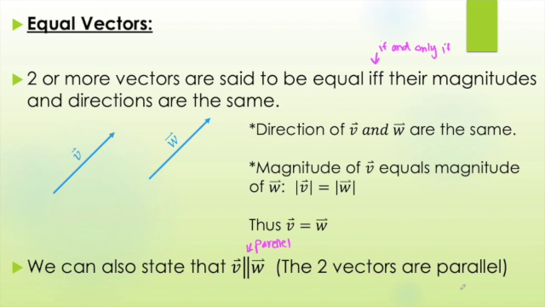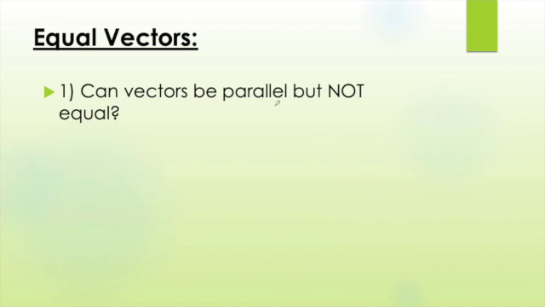Some notation here. Can vectors be parallel but not equal? Obviously, yes. Are those parallel? Yep, they're going the same direction. They're parallel. However, are they the same magnitude? Nope, this one's really tiny, this one's a lot larger, so they aren't the same magnitudes, so therefore they're not equal. But they are parallel.